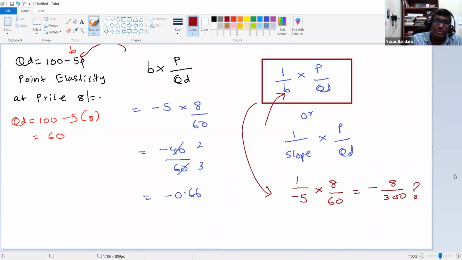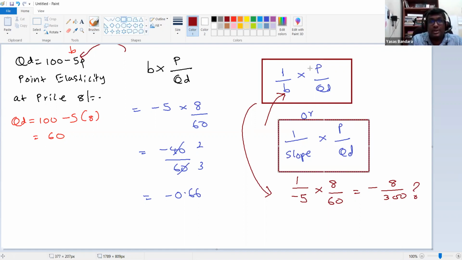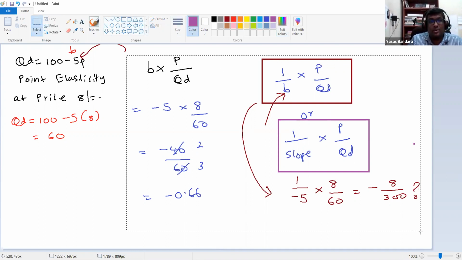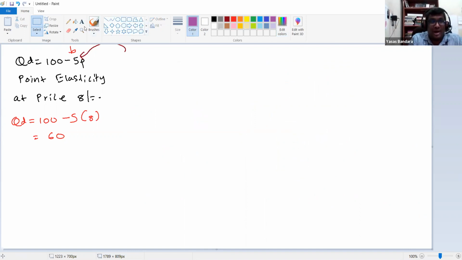So what has gone wrong? What is the problem? Does that mean this equation, that is 1 over slope into P over Q, is wrong? Okay, let us try to clarify. Let us go to the diagram. Let us quickly get a diagram. Now we are drawing a diagram for the given demand equation. There we can go to a very quick diagram, and that is the vertical axis, that is the horizontal axis.